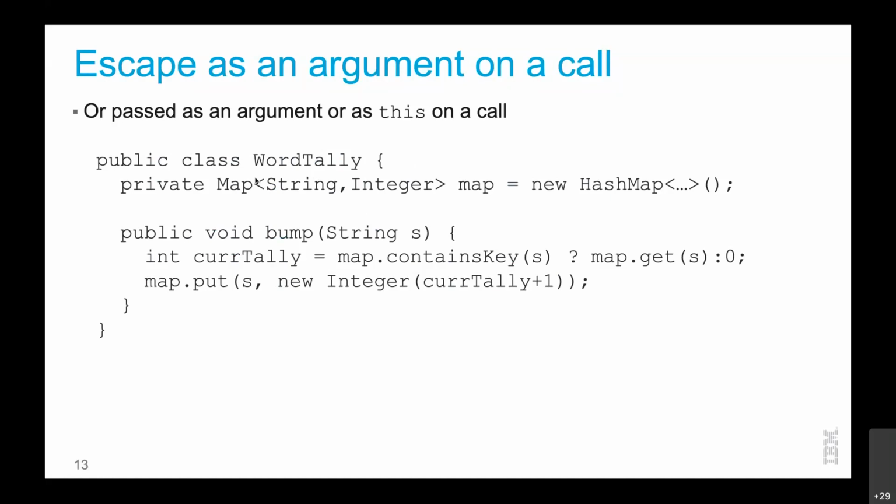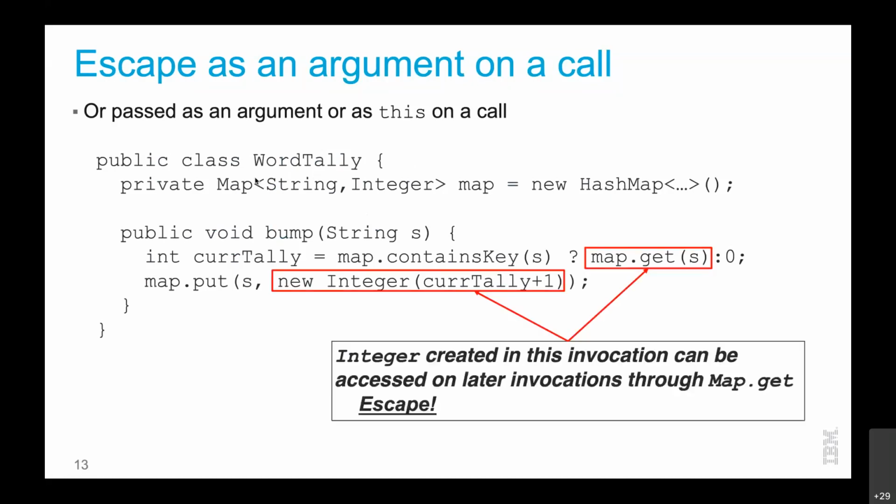So in this example, we've got a hash map. We are constructing an integer object and storing it to the hash map using map.put. So it's passed as an argument. We know, based on the implementation of HashMap, where this thing is going, but the point is, in general, it could be going arbitrary places, stored in data structures or what have you. In this case, it gets put into the HashMap and can be retrieved by subsequent calls to map.get.